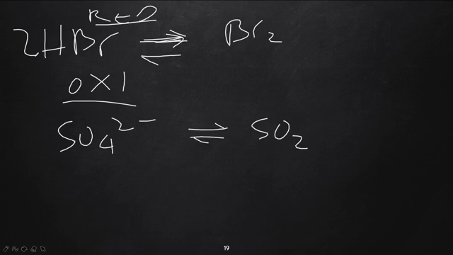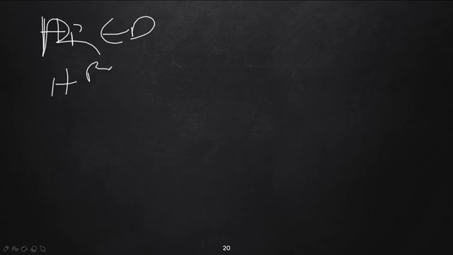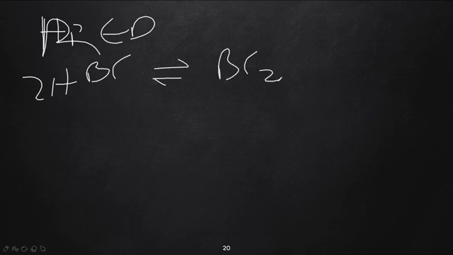That's either acidic or basic medium. Since we're dealing with acidic medium, for the reduction half equation we should end up with this HBr. So red first, this is red. So 2HBr, the reversible reaction, gives us bromine liquid.